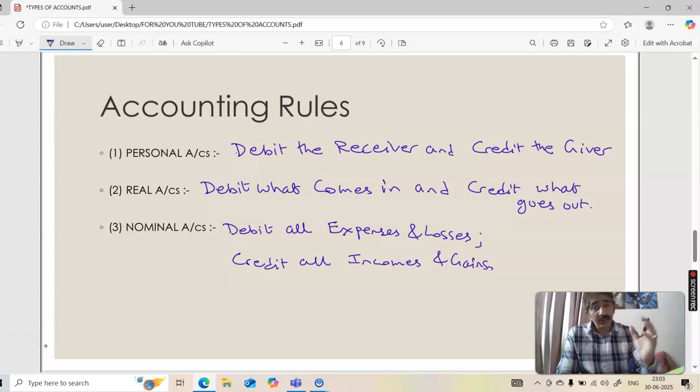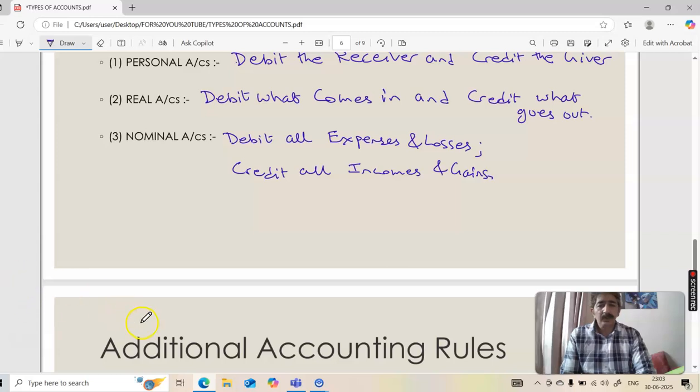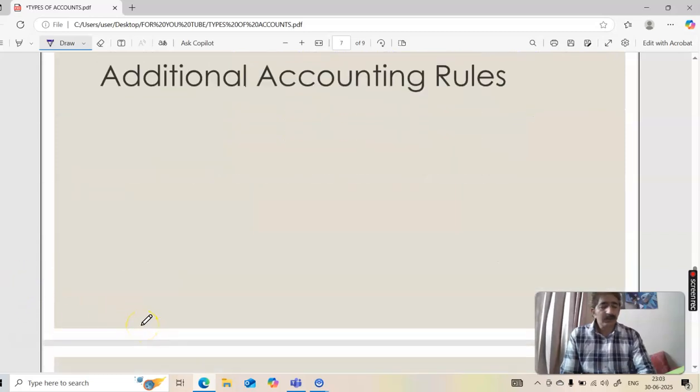So you learn these rules by heart. Otherwise, you will be confused in accounts. You have to have learned these three golden rules we call accounting rules. In addition to these three accounting rules, we have additional rules. Now, to know the additional rules, let's say the first rule is related to asset account.